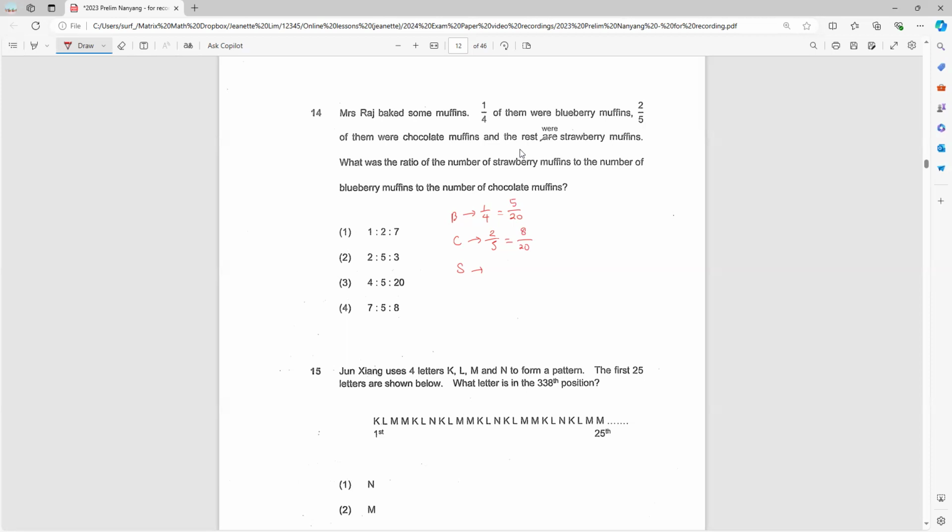So for strawberry, you have to minus off. This will be 7 over 20. Then now answer the question. What is the ratio? Don't assume that it's B to C to S. This is strawberry first, blueberry, then chocolate. Strawberry, blueberry, chocolate. So 7, 5, 8. Answer 4.